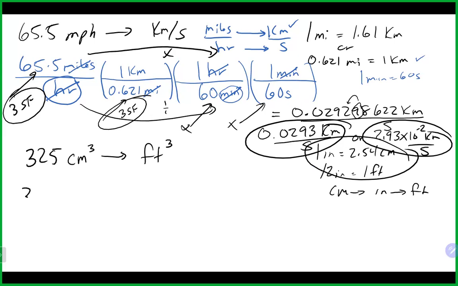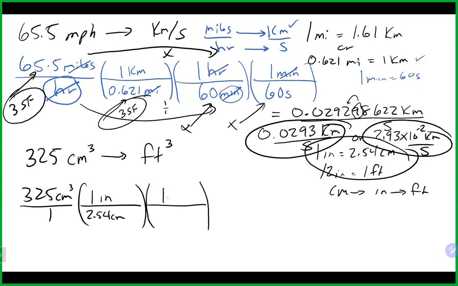So I'm going to start with my 325 centimeters, cubic centimeters. I'm going to put it over 1. I'm going to do my conversion opposite, which means centimeters on the bottom. So 2.54 centimeters on the bottom is 1 inch. By the way, how many centimeters cubes does that get rid of? Only 1, by the way. So technically speaking, you need to do it not once, not twice, but you actually have to do it 3 times.